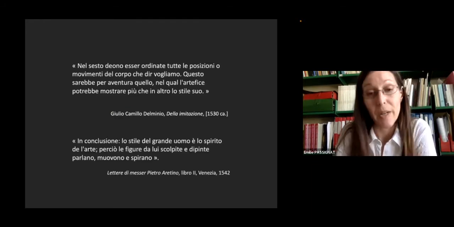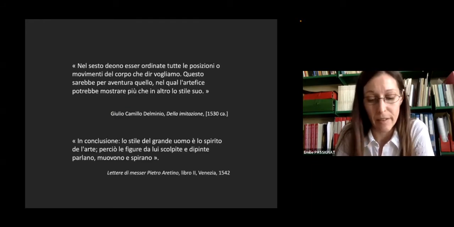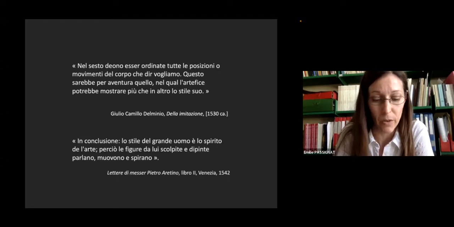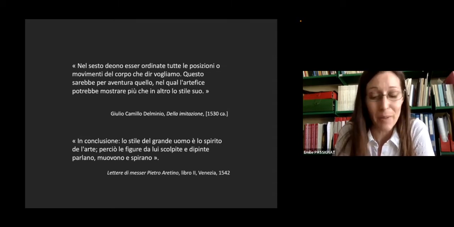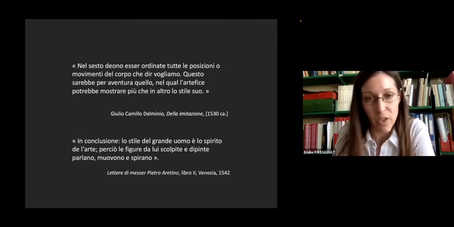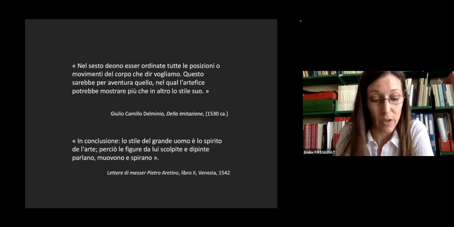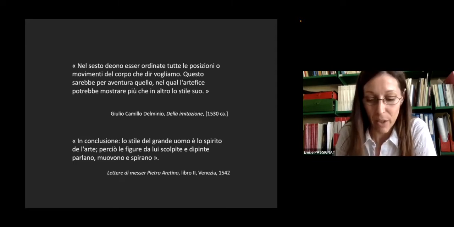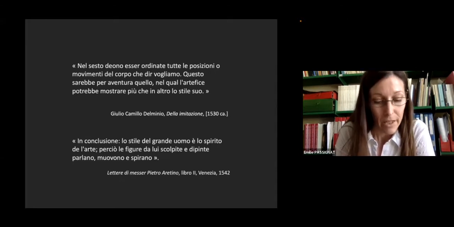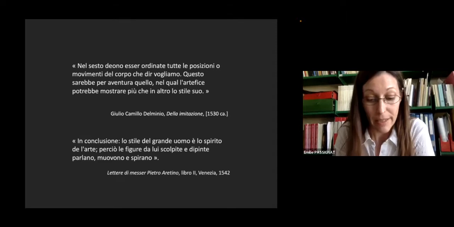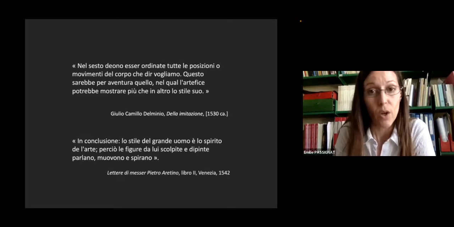This is the case, for example, of Giulio Camillo and l'Aretino. The first one, Giulio Camillo, expert in logic, you surely know him, proposes to the artist a classification in 7 steps of the necessary knowledge to reach the perfection of their discipline. And he explains in his treatise on imitation, I quote: nel sesto grado devono essere ordinate tutte le posizioni o movimenti del corpo che dir vogliamo. Questo sarebbe per avventura quello nel quale l'artefice potrebbe mostrare più che in altro lo stile suo.